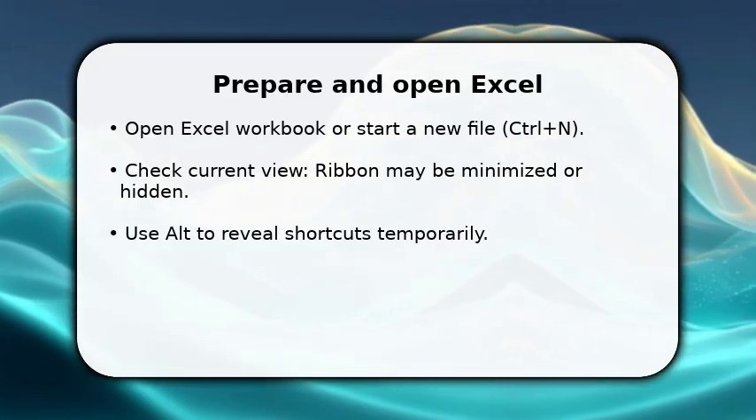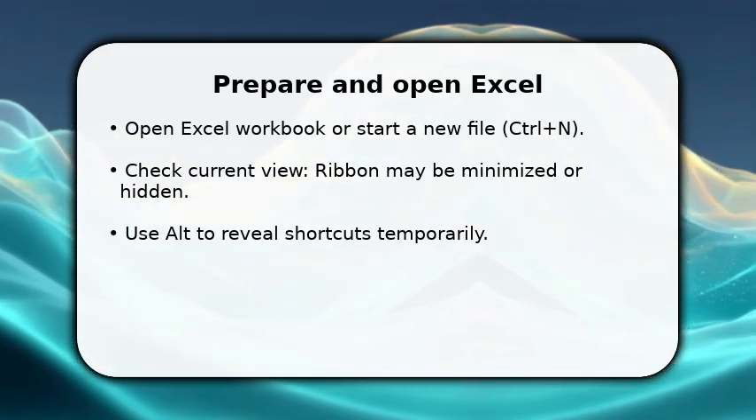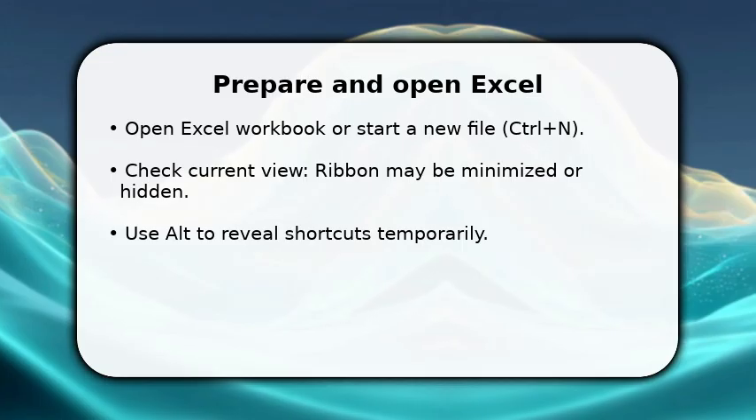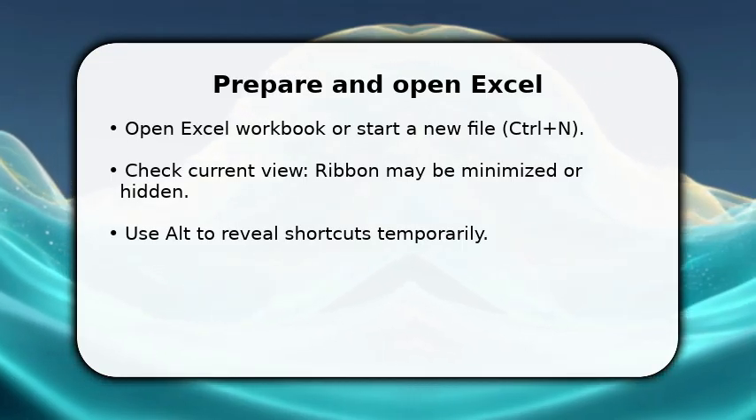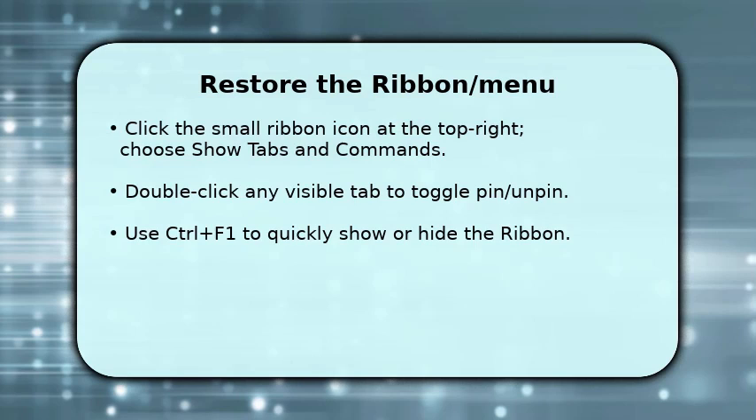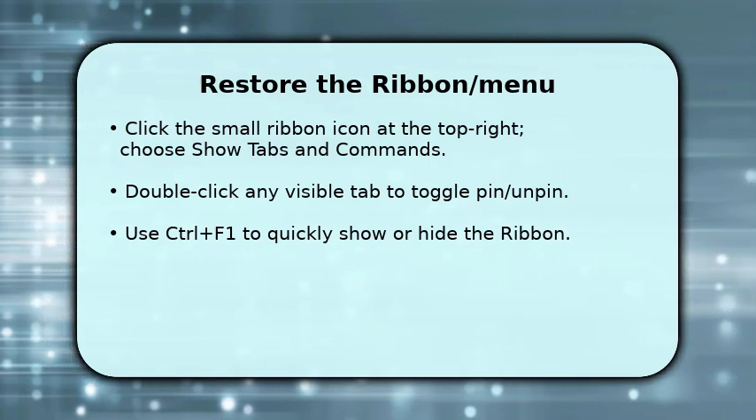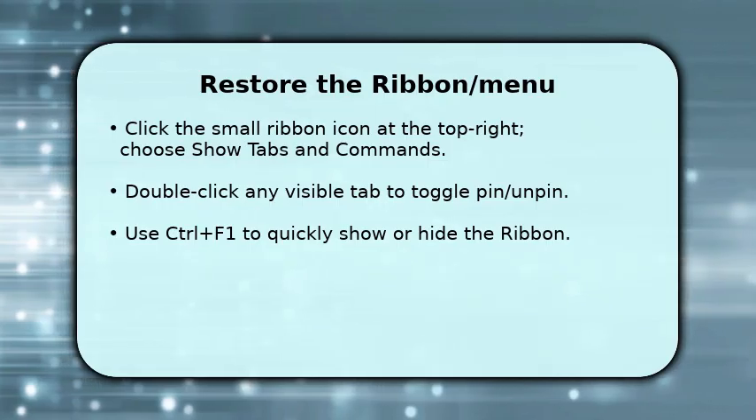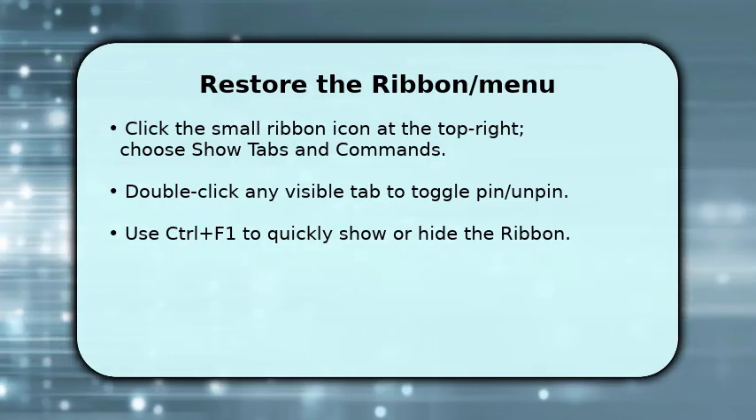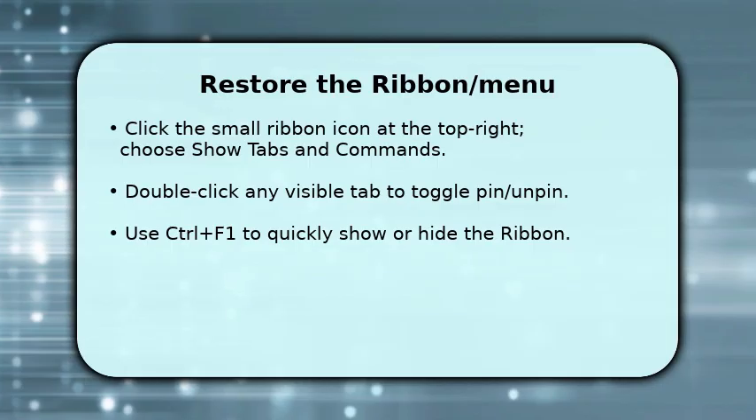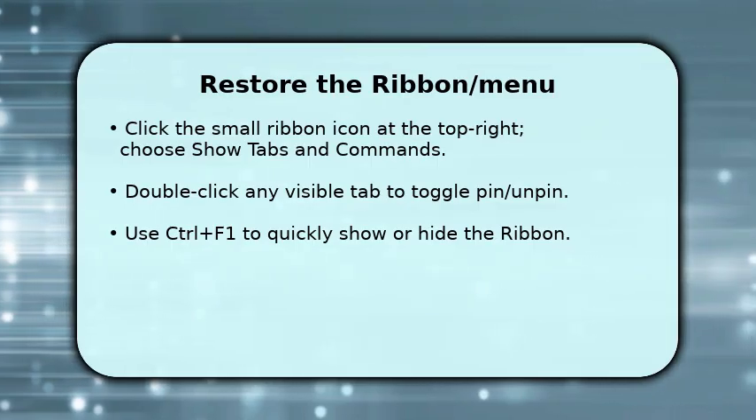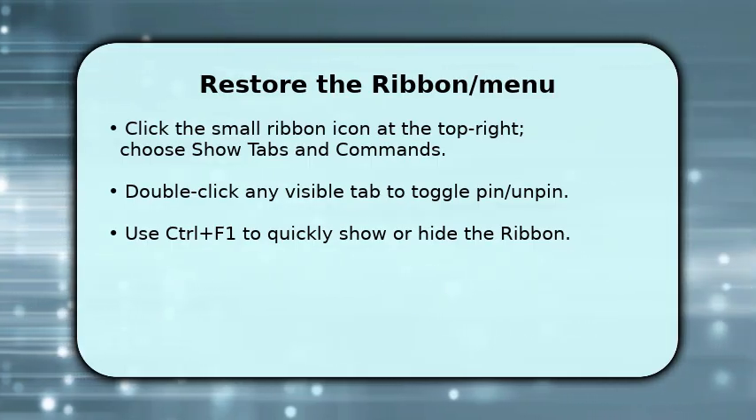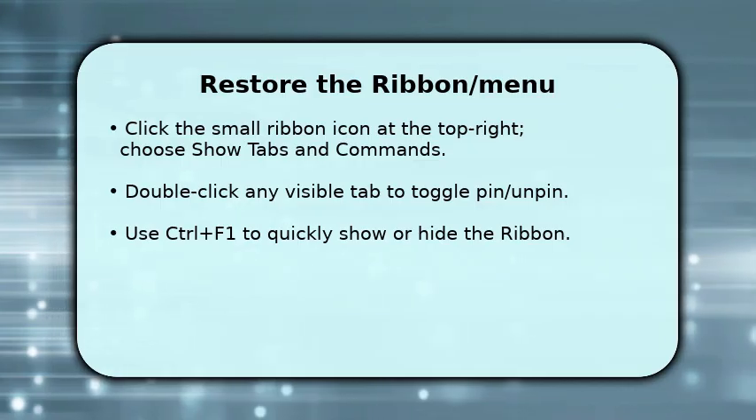Those hide menu elements. Now, move to toggle and restore the full ribbon so you can access commands quickly. You'll want the full menu visible, so click the ribbon display options icon at the window's top right and choose Show Tabs and Commands. Once done, double-click any tab to pin the ribbon in place, which keeps commands visible. Alternatively, press Ctrl plus F1 to toggle the ribbon quickly. This helps when screen space is tight.